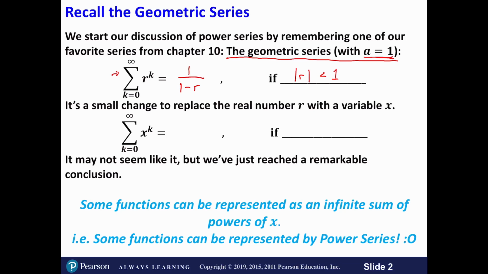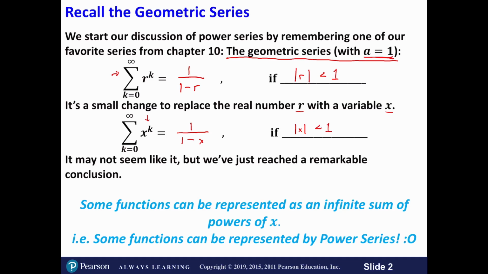So, it's a small change to consider replacing this real number r with a variable x. Okay, so if we instead were to write this now as the sum from k equals 0 to infinity of x to the k, this would now be 1 over 1 minus x if the absolute value of x is less than 1.